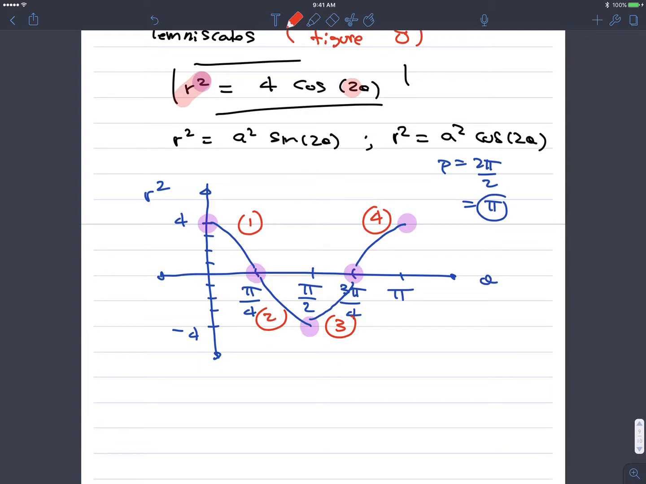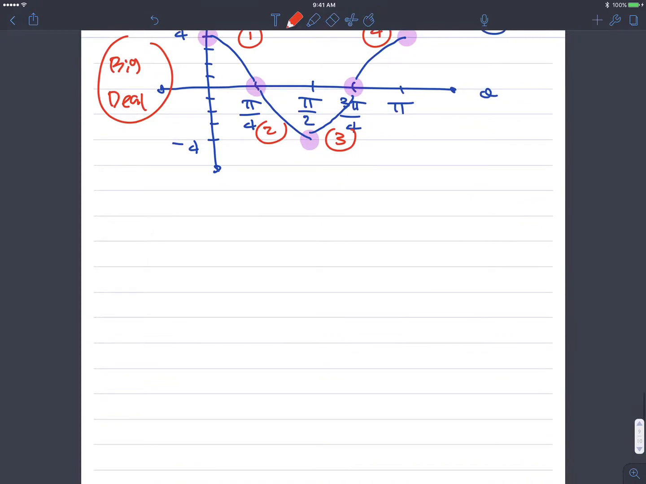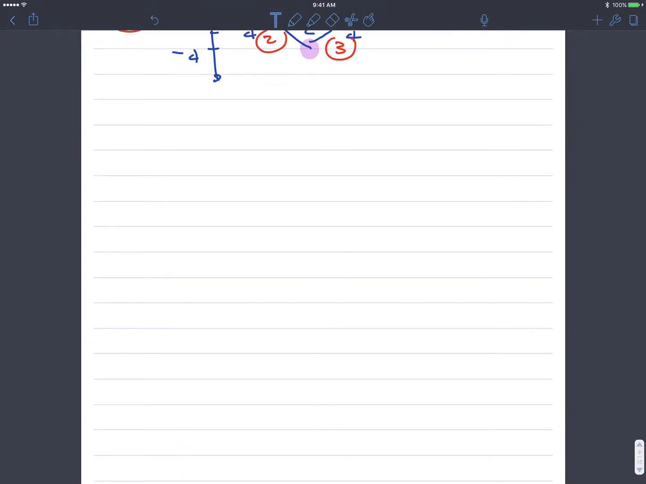So I want you guys to be very careful of what's going on here. Let me emphasize this here. This is not r, but it is what? R squared. That's going to be a super big deal. Let me show you why. Let's bring in our polar graph here. Let's start to graph this.